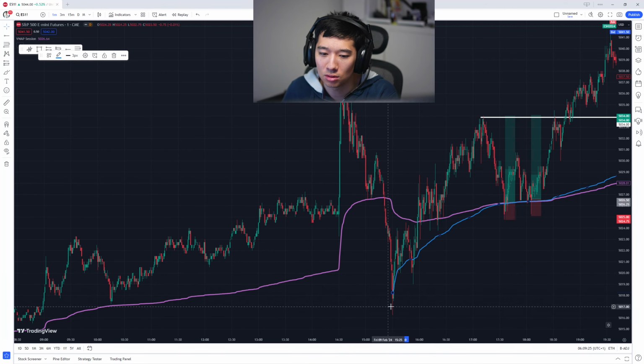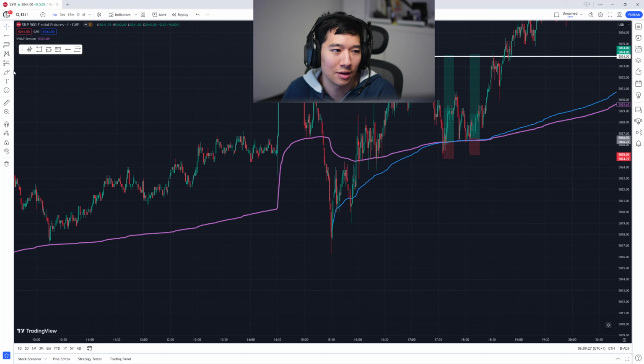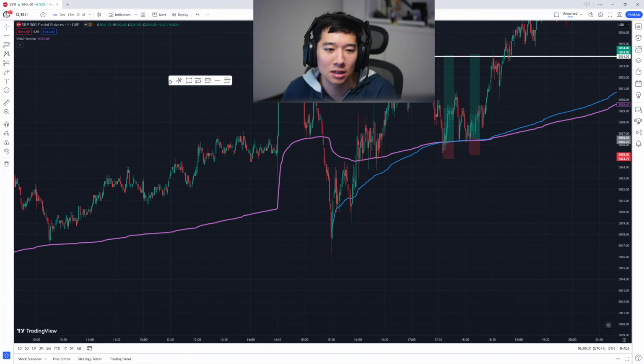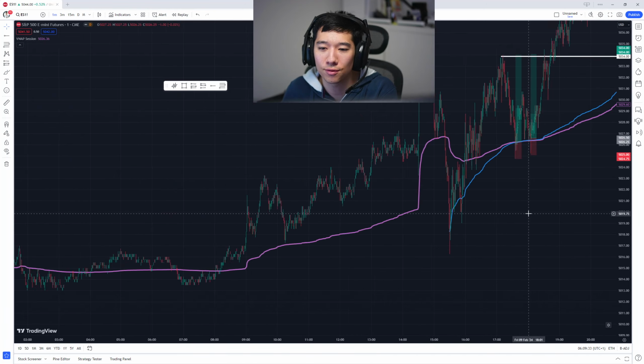And then here is also the anchored VWAP. You can find it on the left side, fourth from the top, and you find here the anchored VWAP. You can place a star inside, and then it will be in this small tab here. The same thing is also for the phone.